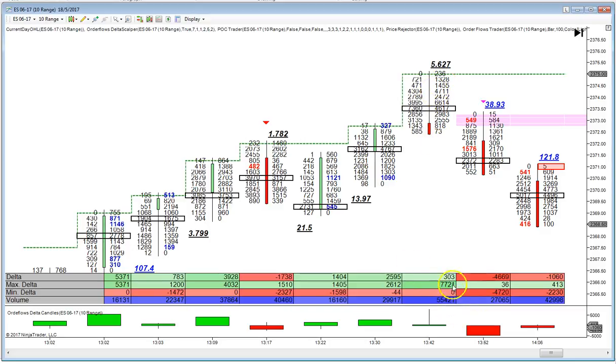And what did delta do? It ended up at 303. It didn't get the negative delta, but it ended up at 303. So it was up 7,000. Went from 0 to plus 7,000 and down to 300. So it swung back basically 7,400 more sellers than buyers in this bar.